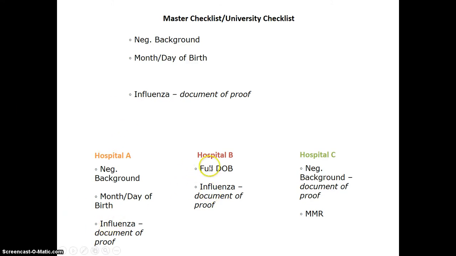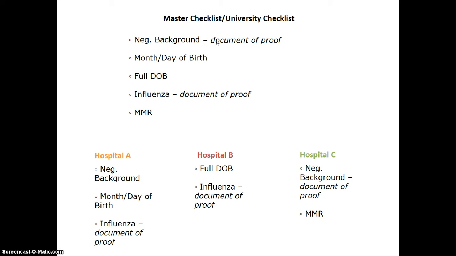We would also add the full date of birth. Month, day of birth is a different requirement, and since we don't capture the year in this requirement, we would need to add a separate item to the checklist to cover both these requirements for the 2 hospitals. Next, we would add MMR, which meets the requirement from Hospital C. Finally, Hospital C requires the negative background check like Hospital A. However, Hospital C also requires a document of proof. We would then make a supporting document a requirement for the background check on our master checklist.